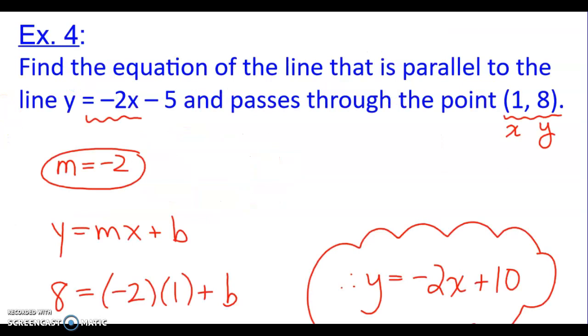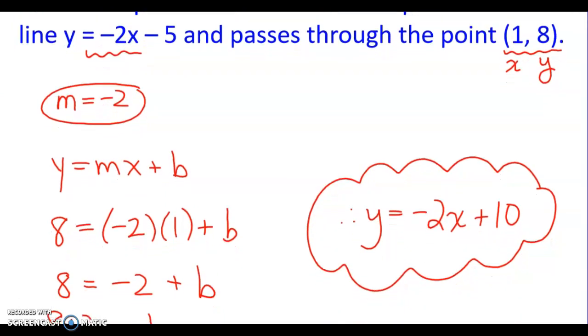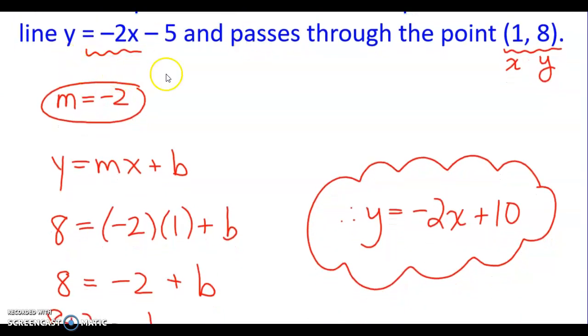Example 4. Find the equation of the line that is parallel to the line y equals negative 2x minus 5 and passes through the point 1, 8. Okay, so things are getting a little bit more complicated. So first piece of information that I know is that my line is parallel to this line. So what's significant here is the slope. If the lines are parallel, then they must have the same slope. So the slope that we are interested in is this right here. Slope equals negative 2.